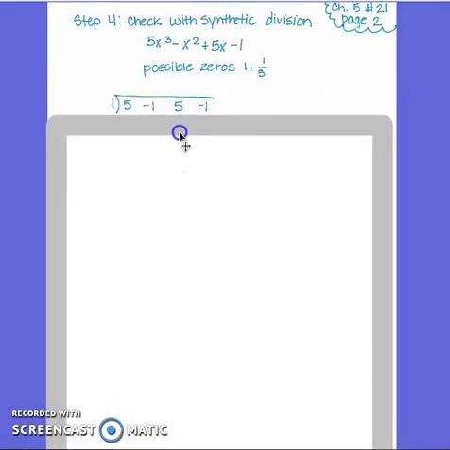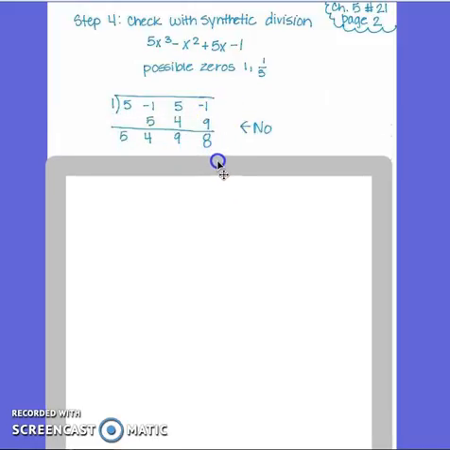Okay, I'm going to cover this up really quick, and I'm going to explain where these numbers come from. These numbers in here come from our original function, 5, 5. The coefficient for this one is -1, -1. Coefficient here is 5, 5. Constant, -1, -1. Okay, and then we're going to put the 1 on the outside. That's what we are going to be dividing by.